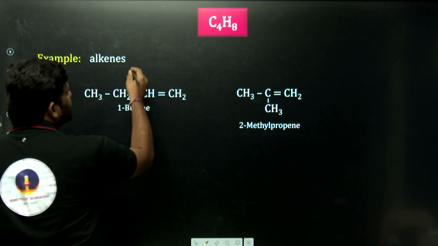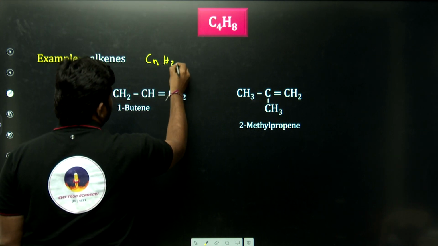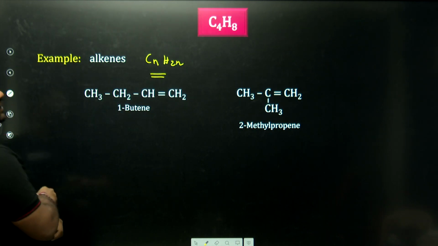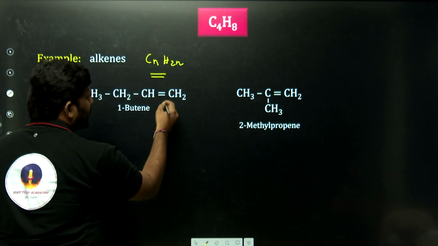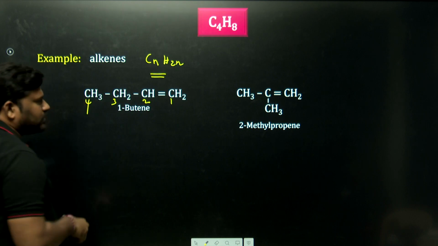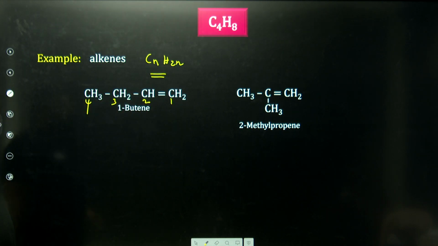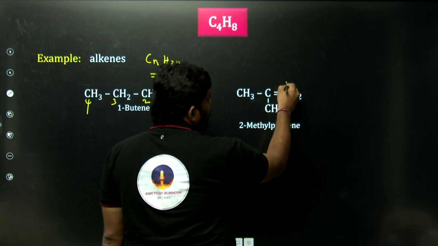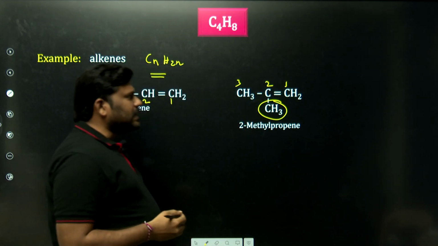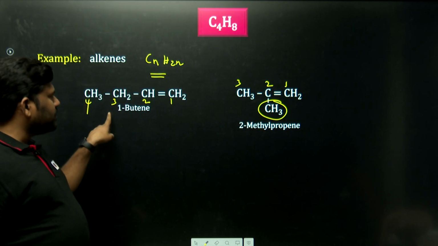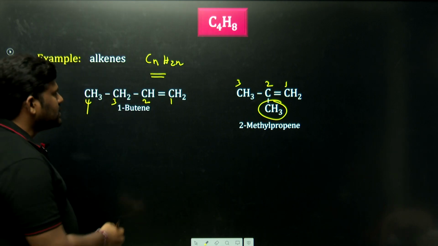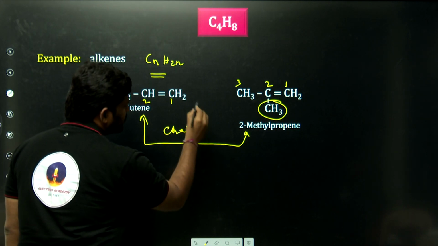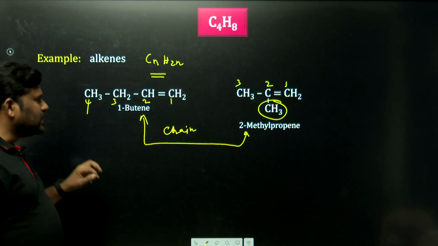For example, what is an alkene? The molecular formula is CnH2n, and a double bond is there. So for example, I am taking this. Numbering from here, the double bond is the functional group, so we have to give it the least number. The double bond starts at the first position, with 4 carbons, so it is called 1-butene. Here, with the carbons arranged differently, the structure will be different. The same molecular formula, but the carbon chain is different, so these two are also known as chain isomers. Alkenes also exhibit chain isomers.